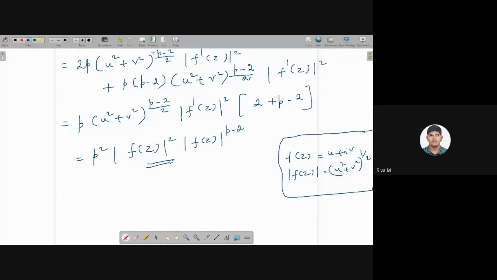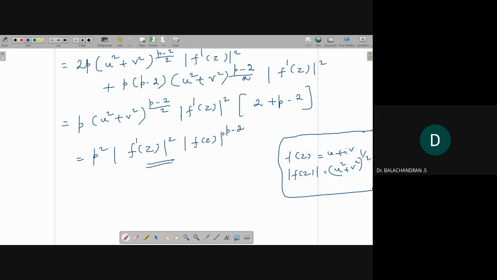Sir, p square into f of z, p minus 2 only, no, sir. It should be f dash of z, modulus of f dash of z, the whole square. Yes, you are right. Here, modulus of f of z whole power p minus 2. Okay, now it is correct, Shiva? Yes, sir, correct. Okay, thank you.